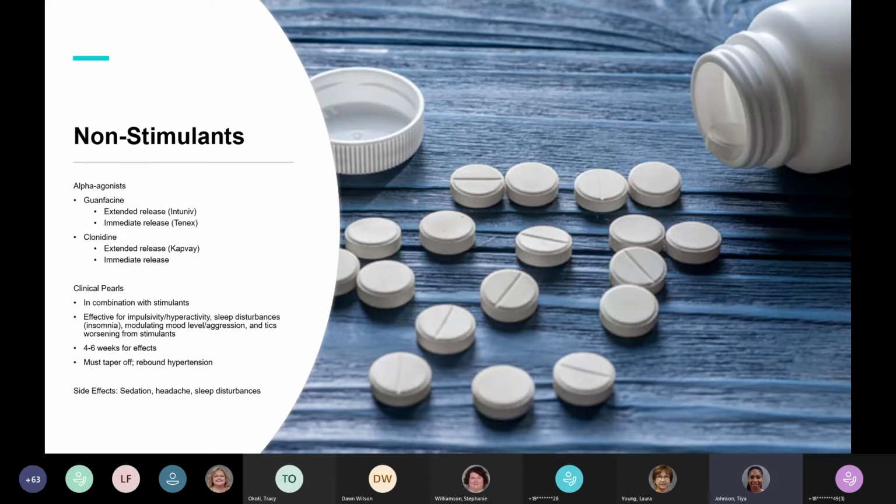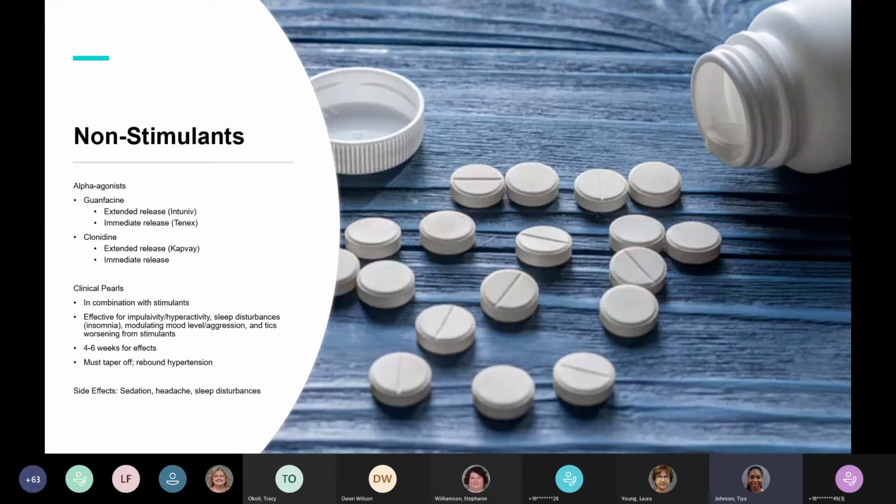The alpha agonists are very effective for impulsivity and hyperactivity. They can help with sleep disturbances, so helping with insomnia. They can help with modulating mood, anger, and aggression. And then they can also assist if tics worsen with stimulant use. So if the kid develops a tic or they already have tics and the tics become worse with the stimulant, you can use the alpha agonist to help modulate the symptoms of the tics worsening.